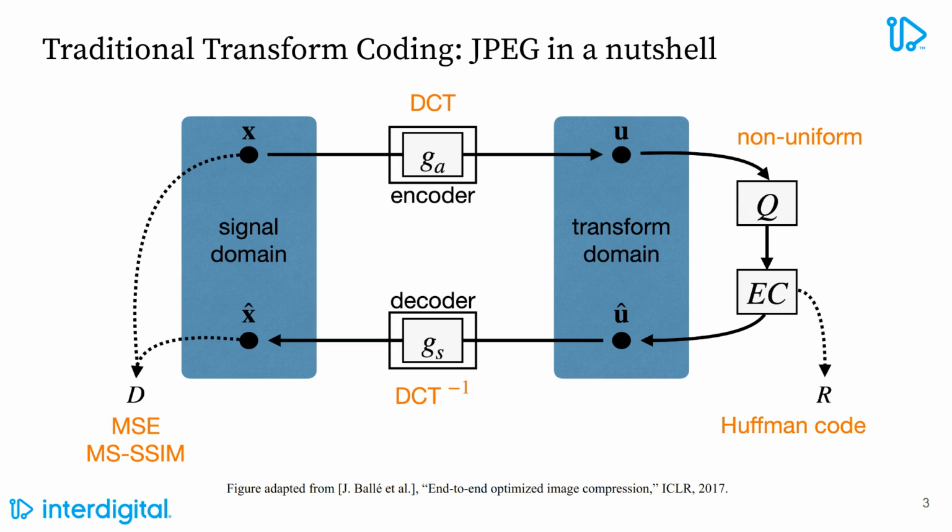Finally, to assess the performance of this codec, we may compute the distortion between the original image X and the lossily reconstructed image X hat. Additionally, we may measure the rate as the length of the bit stream outputted by the lossless entropy coder.